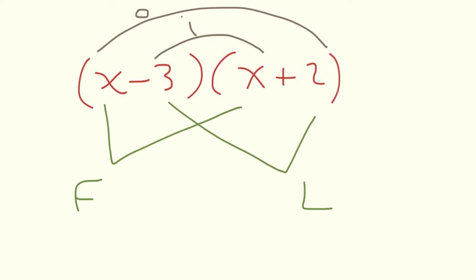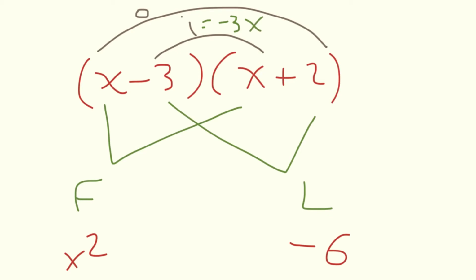So the first product will be what? First times first will give you x squared. And then I'm going to do the last. The last is -3 times 2, which gives me -6. And then I'm going to do the inner product, which is -3x. I'm just going to write it here, equal to -3x.